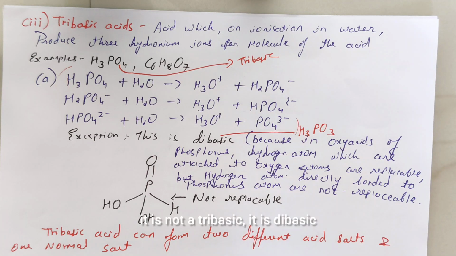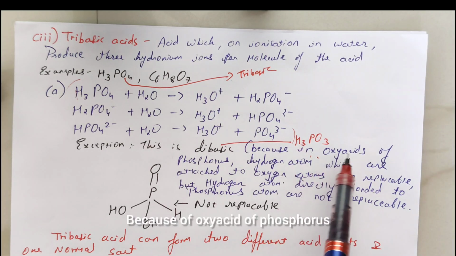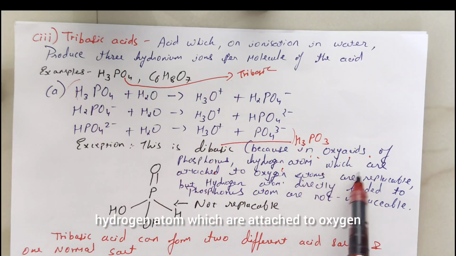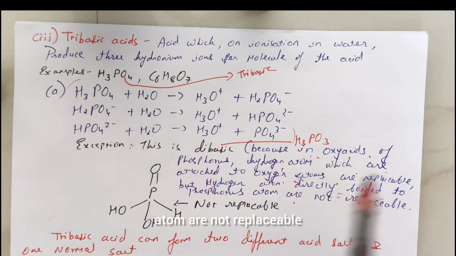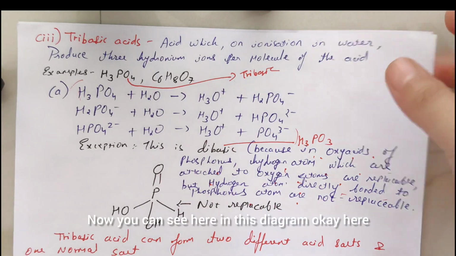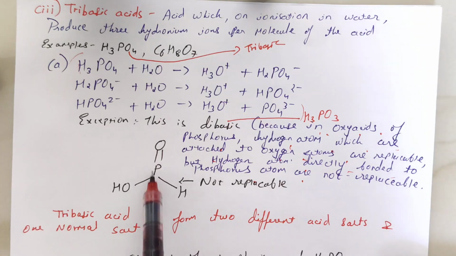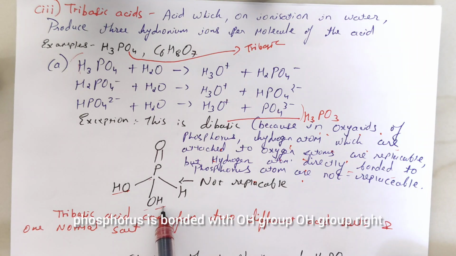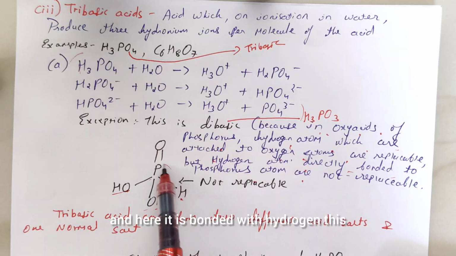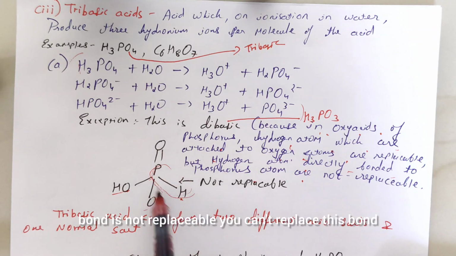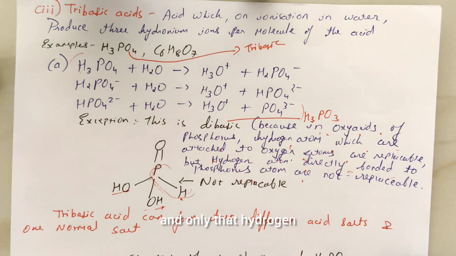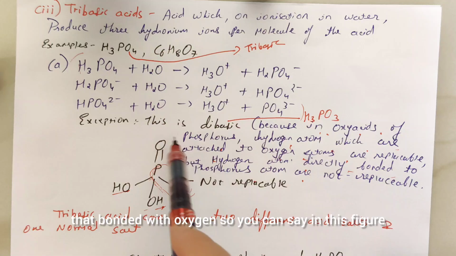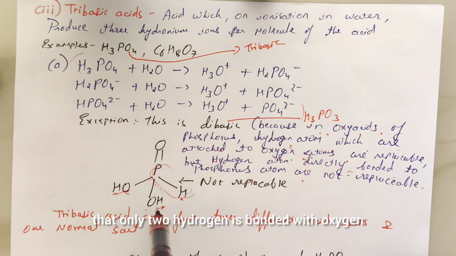H₃PO₃ is not tribasic, it is dibasic. Now you have to understand why. See, in oxy acids of phosphorus, hydrogen atoms which are attached to oxygen atoms are replaceable, but hydrogen atoms directly bonded to phosphorus atoms are not replaceable. Now you can see in this diagram, phosphorus is bonded with an OH group, right? And here it is bonded with hydrogen. This bond is not replaceable. You can't replace this bond. That is why it releases only 2 hydronium ions, only from the hydrogens bonded with oxygen. So you can see in this figure that only 2 hydrogens are bonded with oxygen.